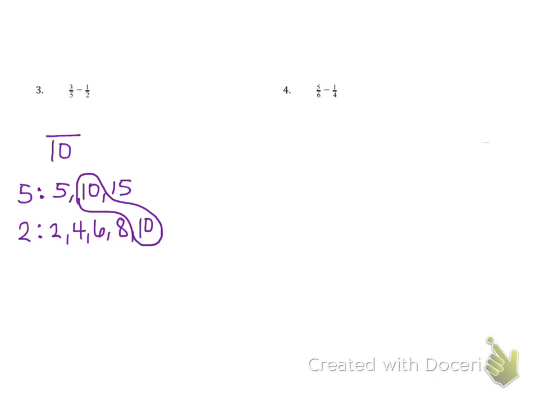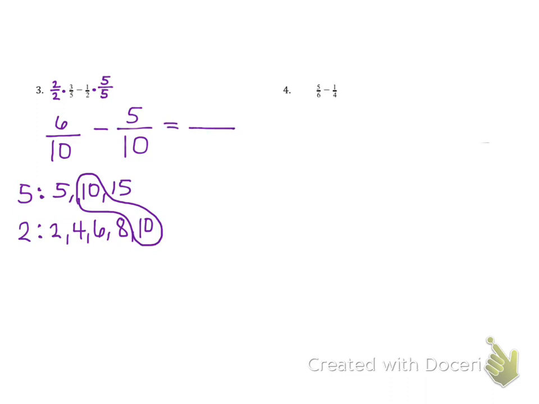So I want both of these fractions to have a common denominator of 10. For the fraction on the left, I'm going to multiply 5 times 2 to get 10. So I'm going to multiply the top and the bottom of the fraction by 2. So 2 times 3 is 6, and 5 times 2 is 10. So I have 6/10. Now with the fraction on the right, I need to multiply 2 times 5 to get 10. So I also need to multiply the top of the fraction by 5. 1 times 5 is 5, and then 2 times 5 is 10.